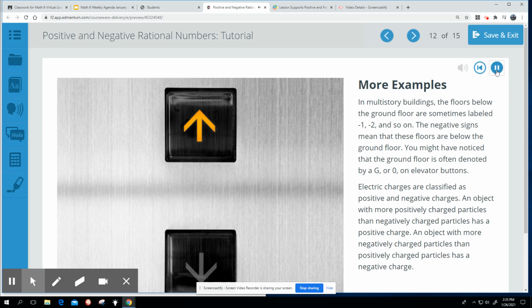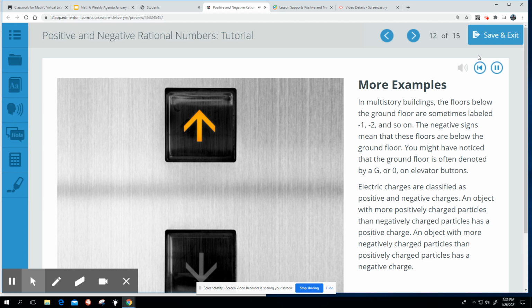More examples. In multi-story buildings, the floors below the ground floor are sometimes labeled -1, -2, and so on. The negative signs mean that these floors are below the ground floor. You might have noticed that the ground floor is often denoted by a G or 0 on elevator buttons.